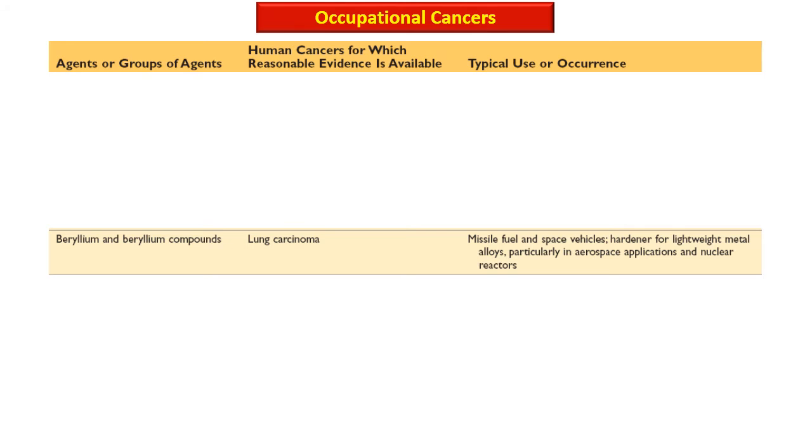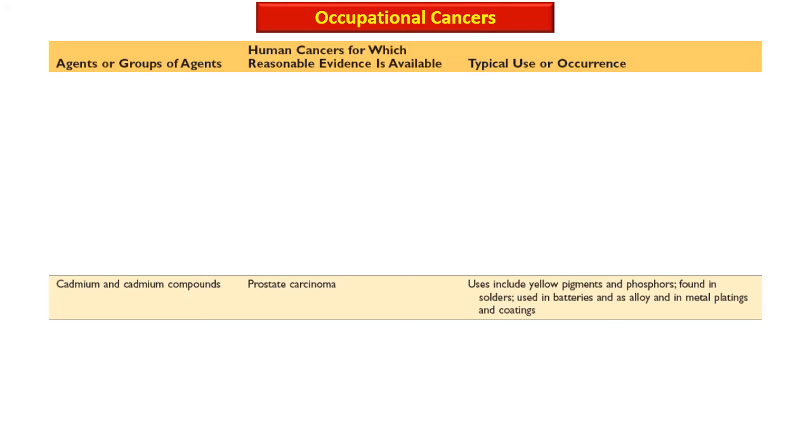Beryllium and beryllium compounds are components of missile fuel and space vehicles. They are used in harder, lightweight metal alloys, particularly in aerospace applications and nuclear reactors. They are associated with lung carcinomas.